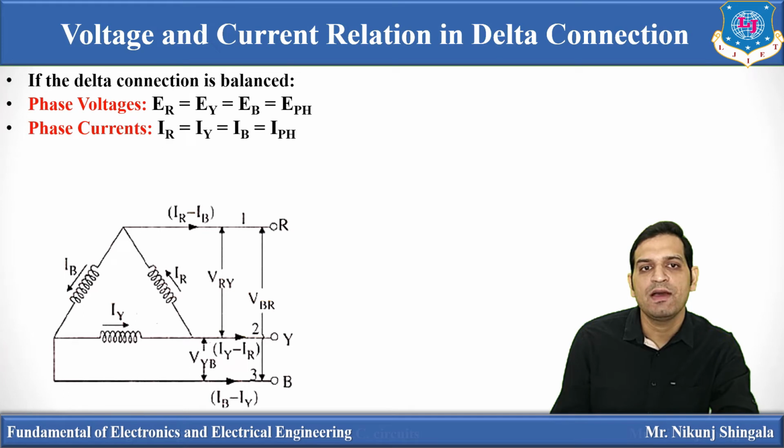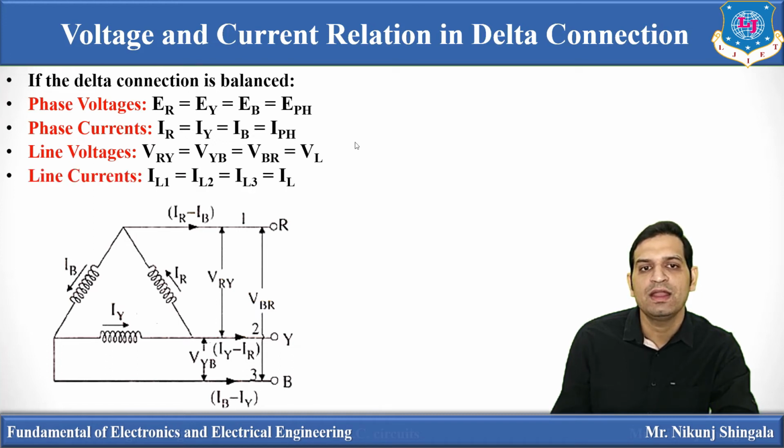Phase currents IR, IY and IB will be equal, and it will be denoted by I phase. Line voltages VRY, VYB and VBR will also be equal, denoted by VL. And line currents IL1, IL2 and IL3 are also equal, denoted by IL. So as the system is balanced, all the phase voltages will be equal, all the phase currents will be equal. Same is true for line voltage and line currents.